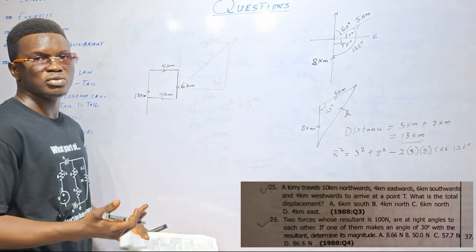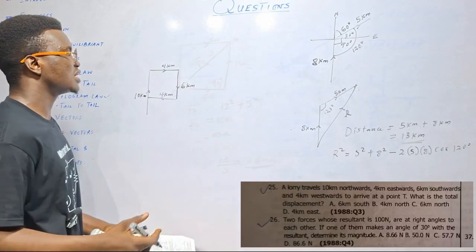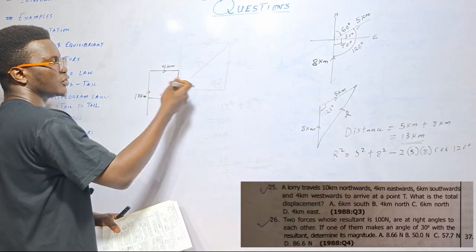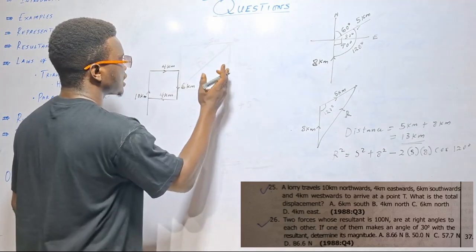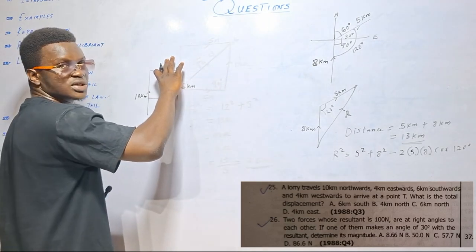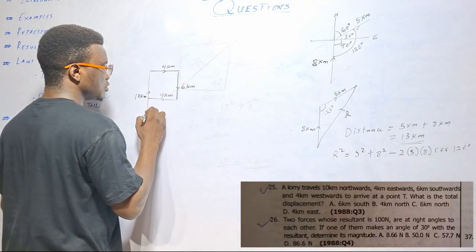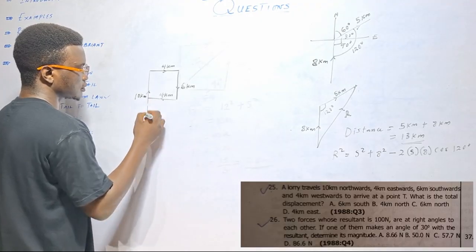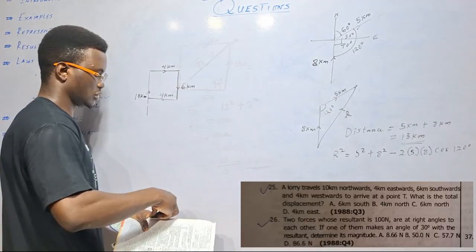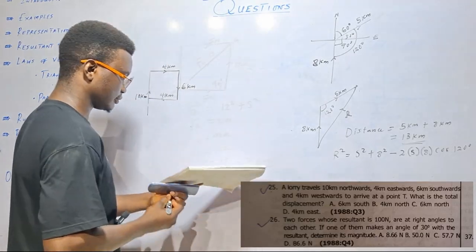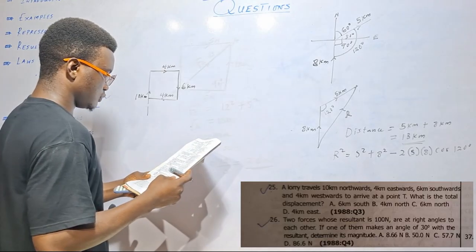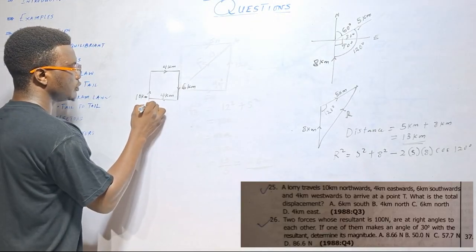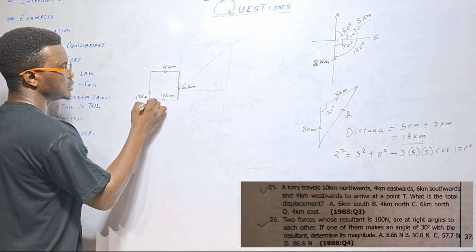And displacement requires the shortest distance between 2 points, that is displacement. Distance is, imagine they ask you to calculate distance here, just like what we just did. If it is distance, you will just add everything together. You don't even need to bother yourself about direction. That means you will add 10 plus 4 plus 6 plus 4. That will give you the total distance. But if they said displacement, displacement is the shortest distance between 2 points. And displacement is a vector quantity. So you know where it stops at.